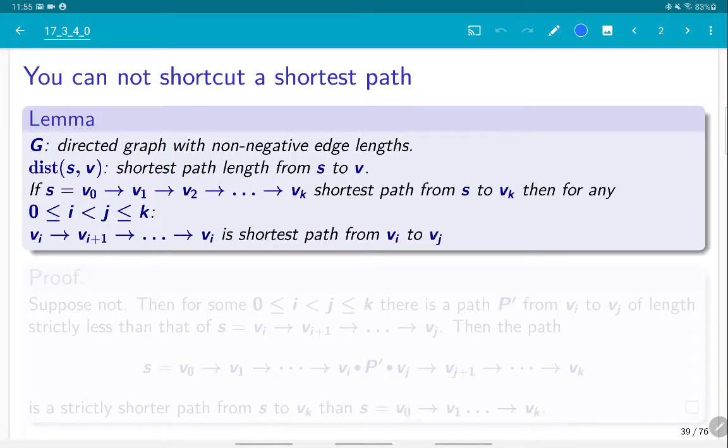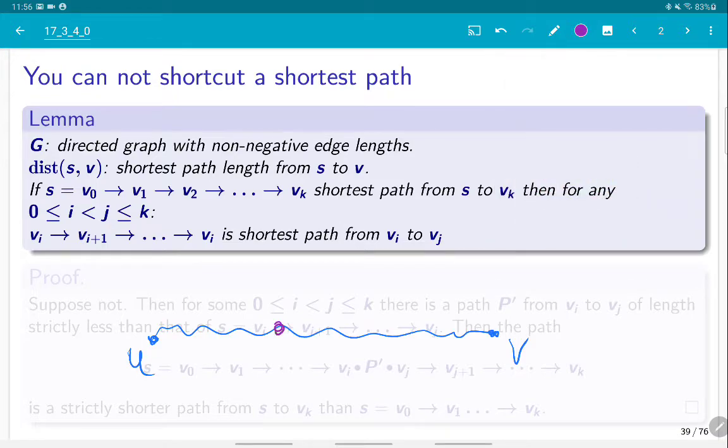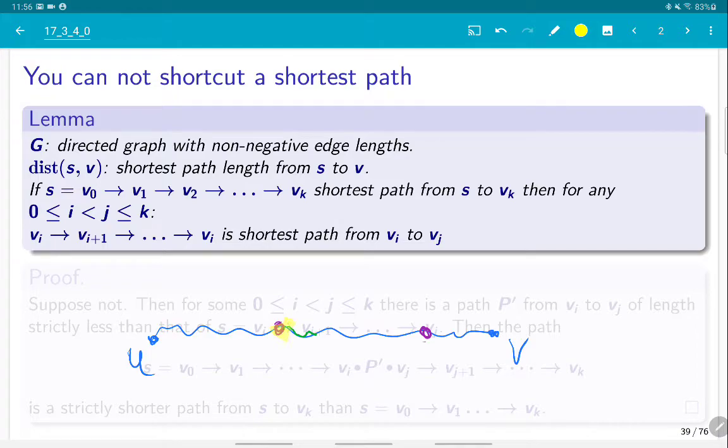So shortest paths have this very nice property that if you have a shortest path between two vertices, U and V, and you pick any two vertices in the middle of this shortest path. So pick a vertex here and pick a vertex here. Then the subpath, the portion of the path connecting those, the yellow portion marked in the path, must also be the shortest path between those two vertices, right?